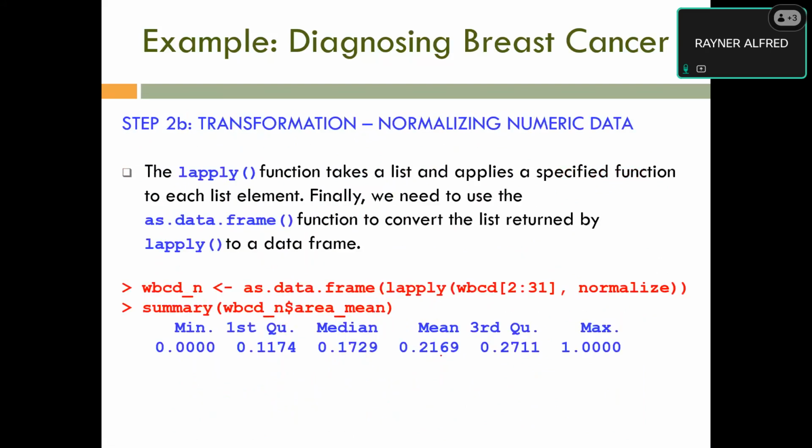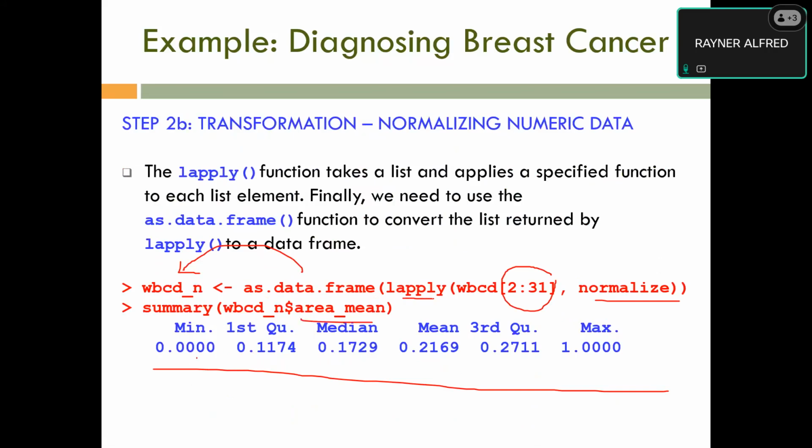So how do we apply this function normalization to the dataset? Okay, so we will apply the method normalize here for the column number 2 up to 31. Column number 1 refers to the label, so we don't have to normalize them. So column number 2 up to 31, we normalize them, and then we save as data frame. We put in another variable here. So if you look at the range of value here for the area mean, we have 0 and 1 here.